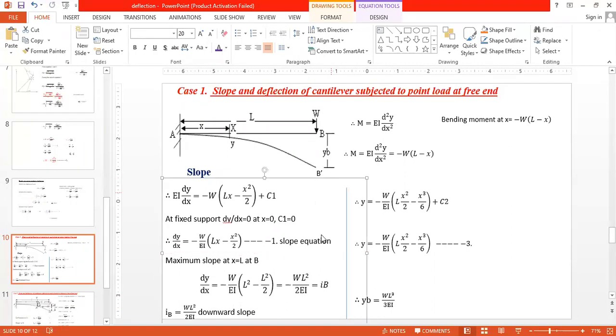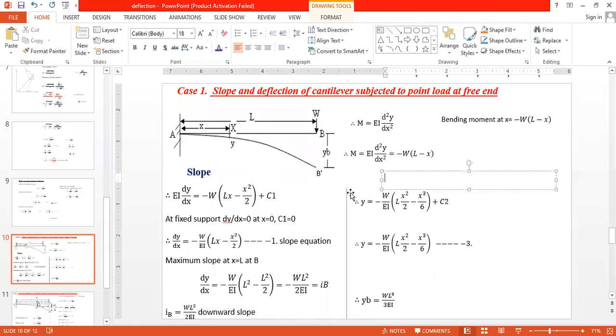Any doubt in this slope calculation? If you have doubt, you can ask me. Otherwise, I will go for the deflection. Now next is deflection.